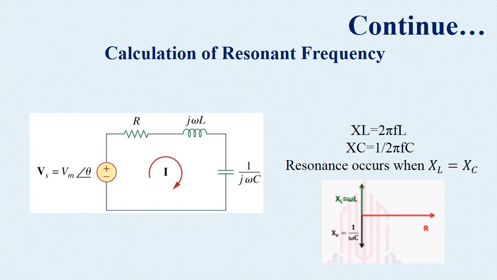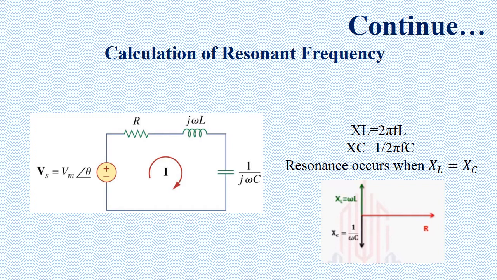So we have already talked about the XL value, which is equal to 2 pi FL, meaning it is dependent upon the value of the inductor and the frequency in the circuit, and the XC value is equal to 1 by 2 pi FC.